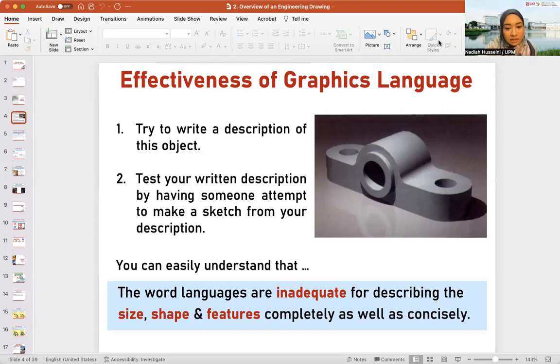You can easily understand that word languages are inadequate for describing the size, shape, and features completely, as well as concisely. You can, but it's going to be very lengthy. And as engineers, we don't like to waste time. So graphics is the way to go.